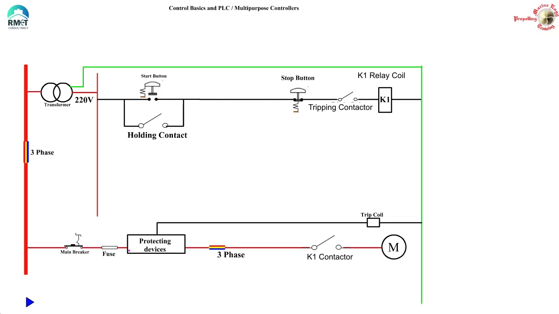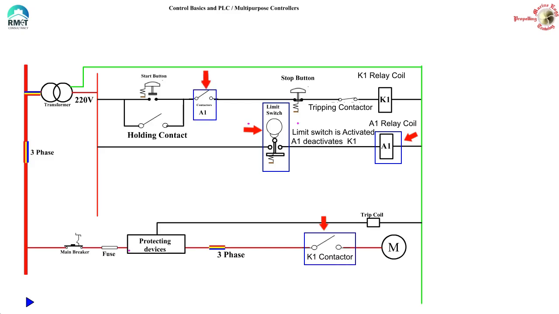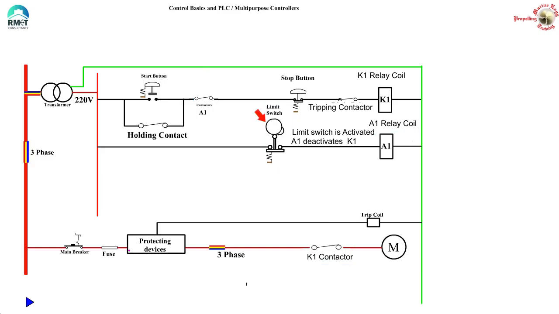Now we have only looked at start and stop of the motor with some protection. We can go on further and add some more logic for the motor to start. For example, here you can see a limit switch. Let me add a coil called A1 and its own contact A1. Here we see that unless the limit switch is in the inactivated condition, the coil A1 will not be energized. That means if the limit switch is still in active condition, the contact A1 cannot be kept closed, which makes sure that K1, the main contactor coil, cannot be energized.